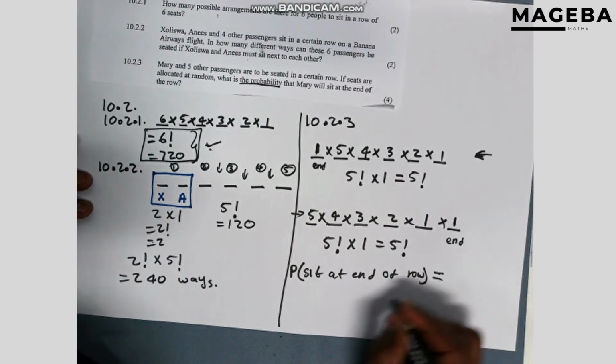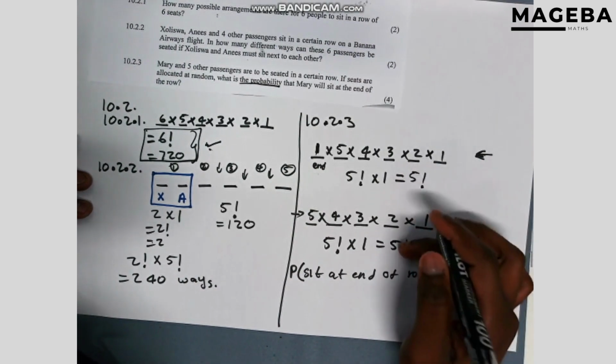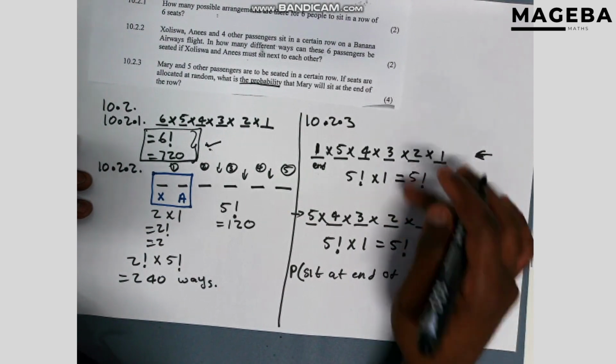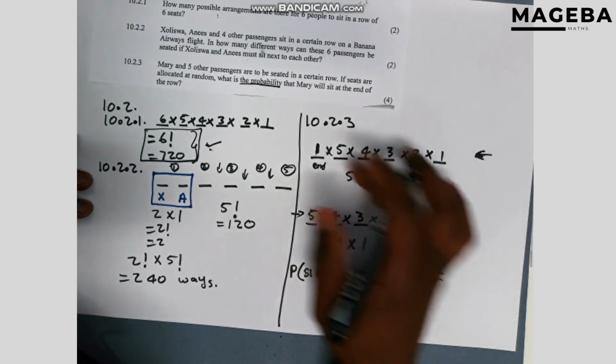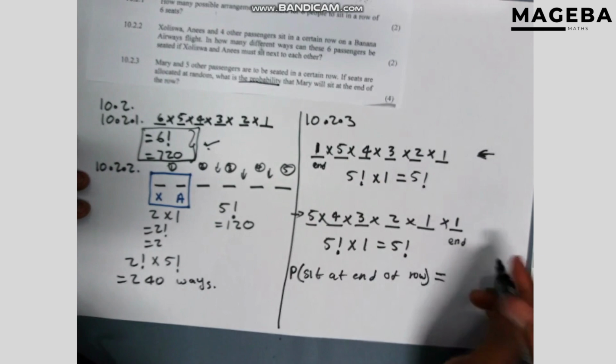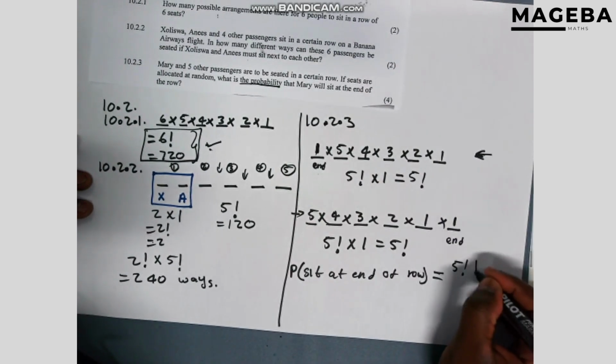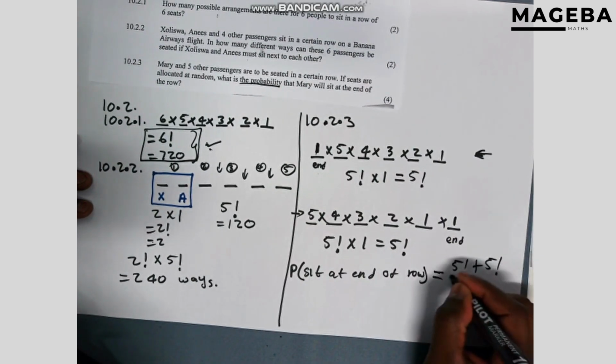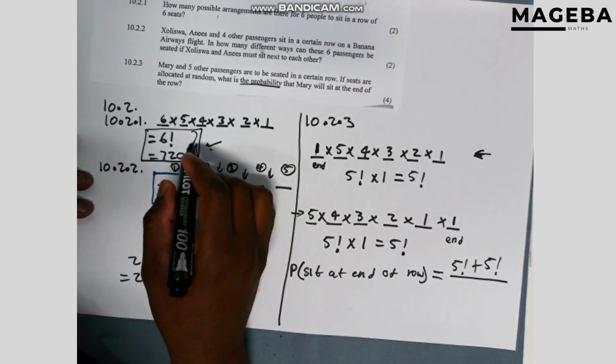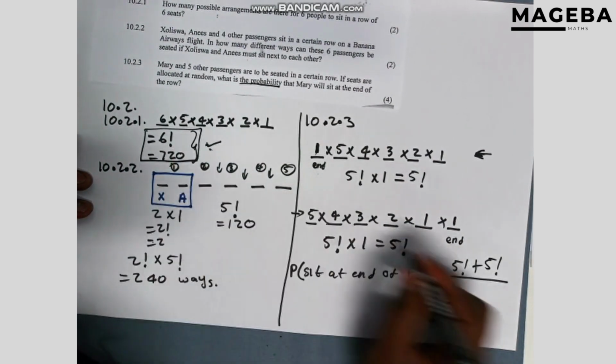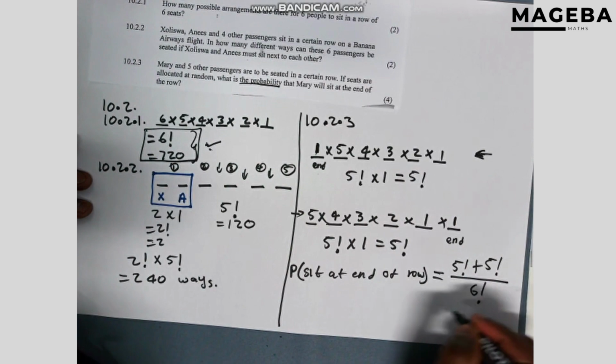So how do you find the probability? We add these two, which are our possible arrangements if Mary sits at the end. So it's 5 factorial plus 5 factorial, all over the total arrangement, which is 6 factorial.